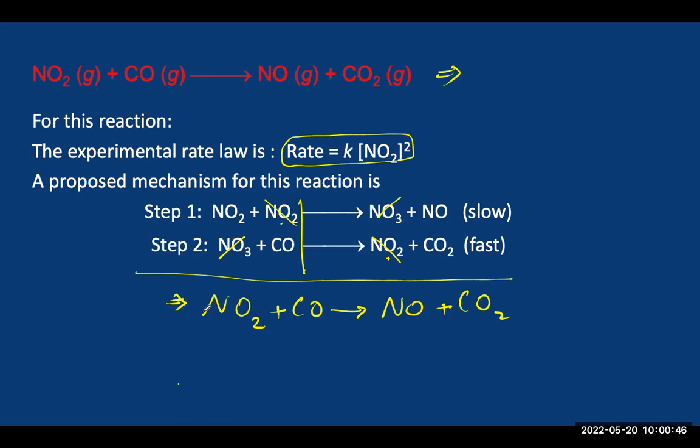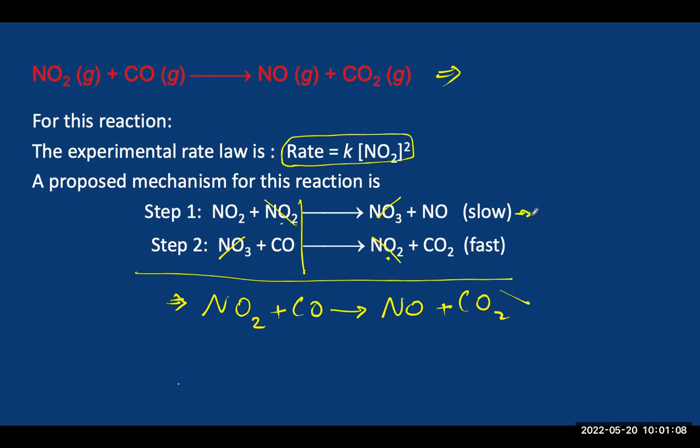Let's just check if it's the same as the overall for the reaction or not. Okay, so NO2, yes, NO2, CO, NO. So yes, this is the first requirement done. We will go for the second requirement. What is the second requirement? We will search for the slow step, the rate determining step, and we will write the rate for this step. If it's equal to the rate of the reaction, then this is the second requirement done.